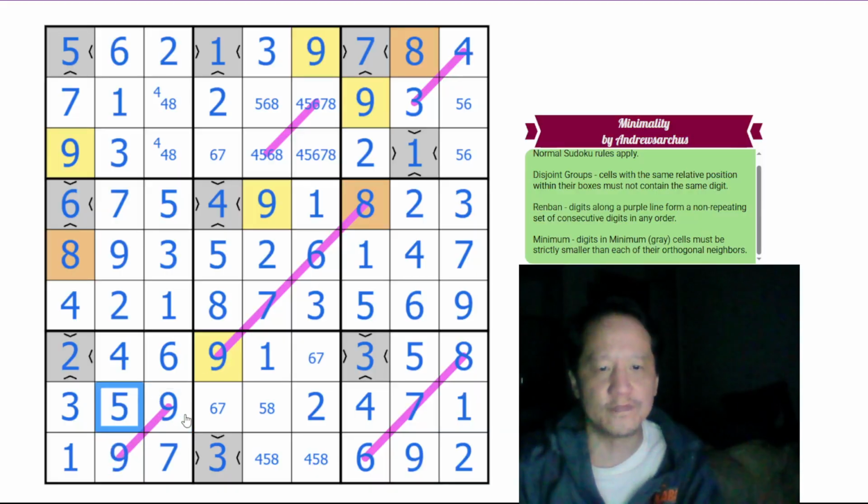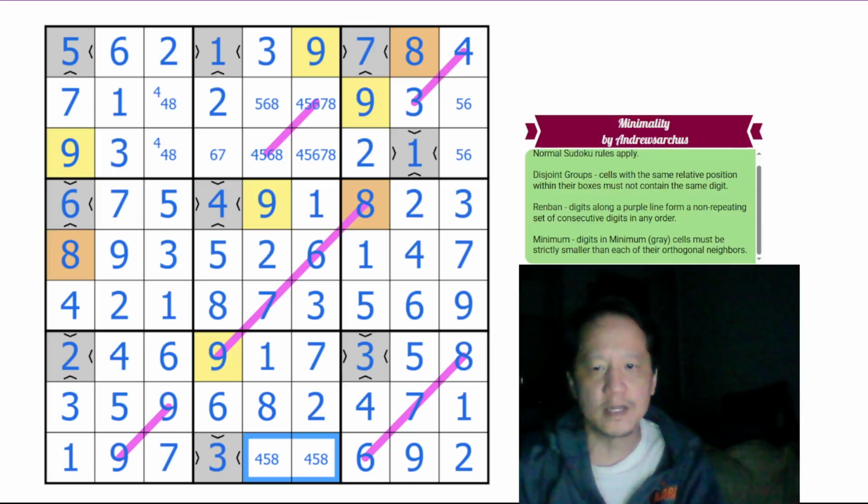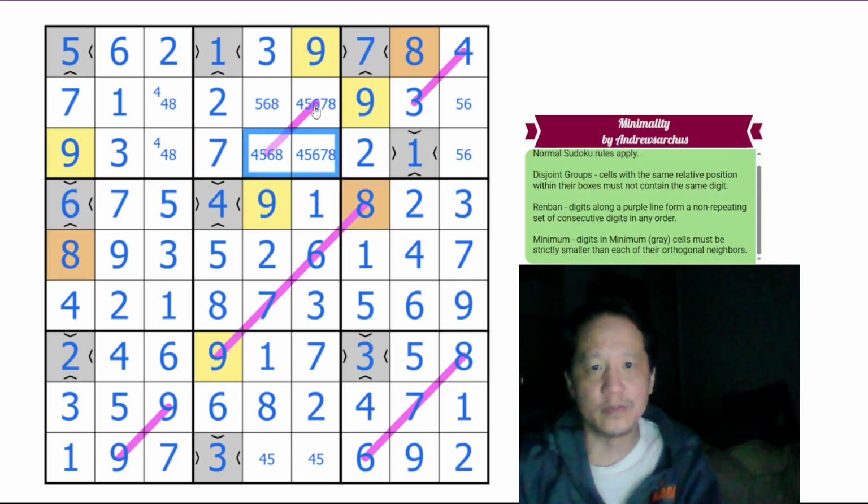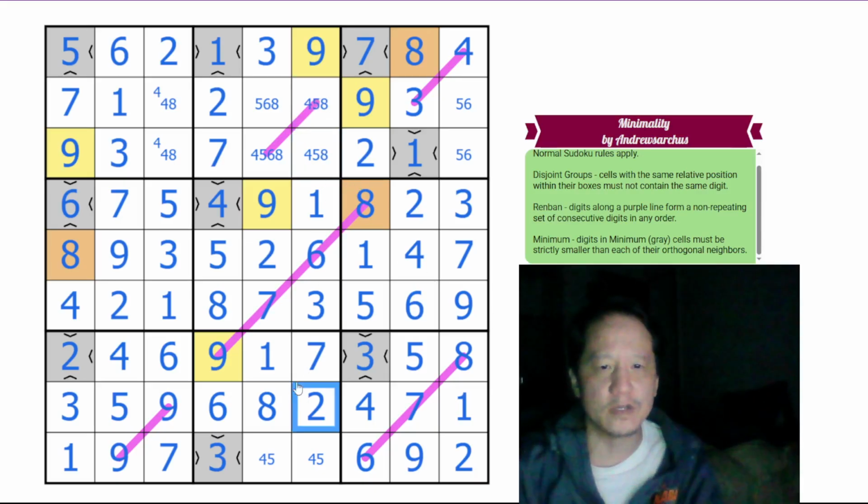So that's 8 and 5, which eliminates 5 here, so that's 8. 7 eliminates 7 here, so that's 6 and 7. These cannot be 8 still. 6 eliminates 6 here, so that's 7. No more 7s available here. And no more 6s available here.